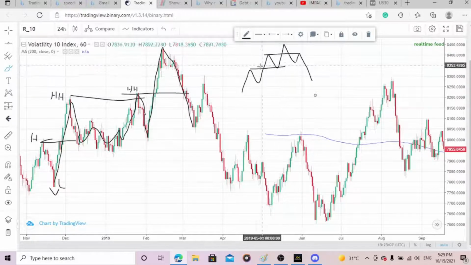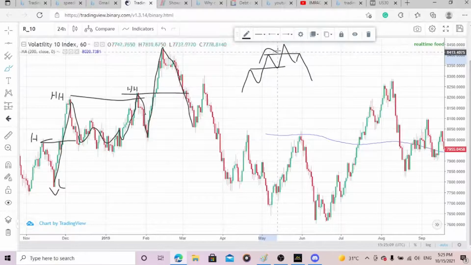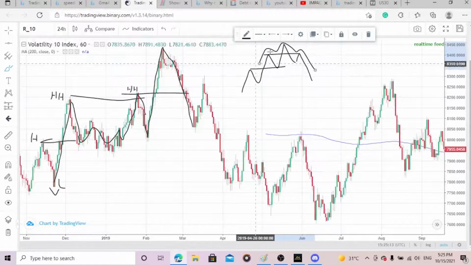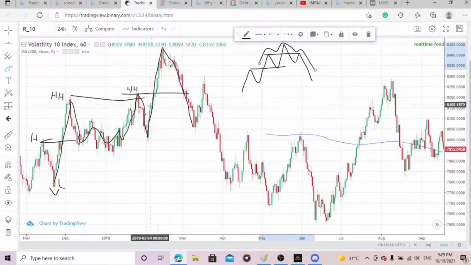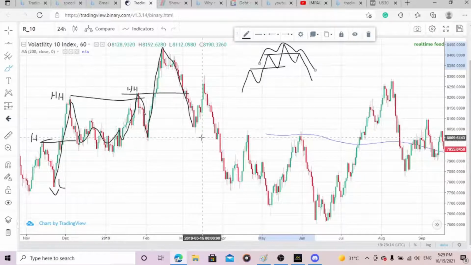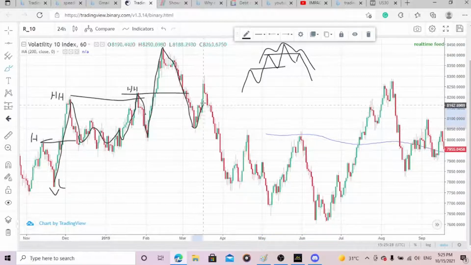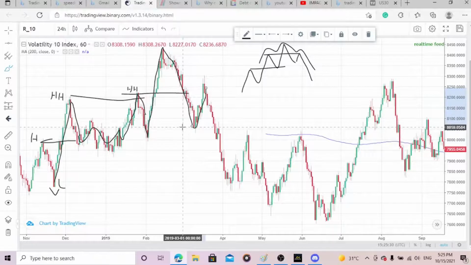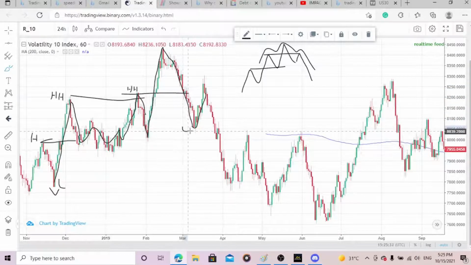And this is creating some sort of a head and shoulders pattern here. Okay, this is a head and shoulders. So that's what the market did here. The market went up. It was supposed to retest this higher high here. It broke through it. Okay, and then created a low.